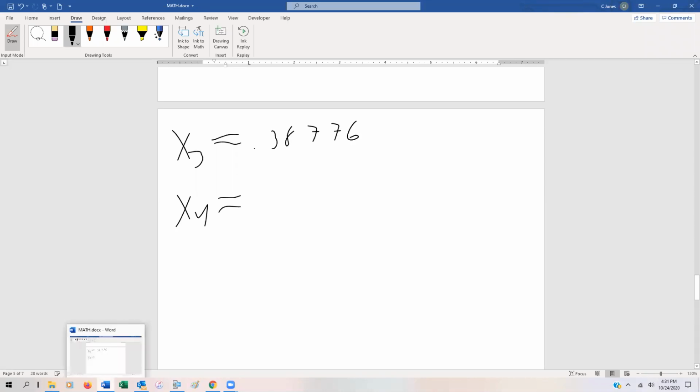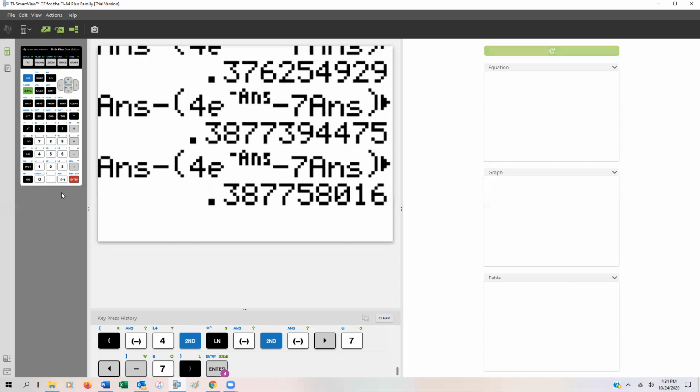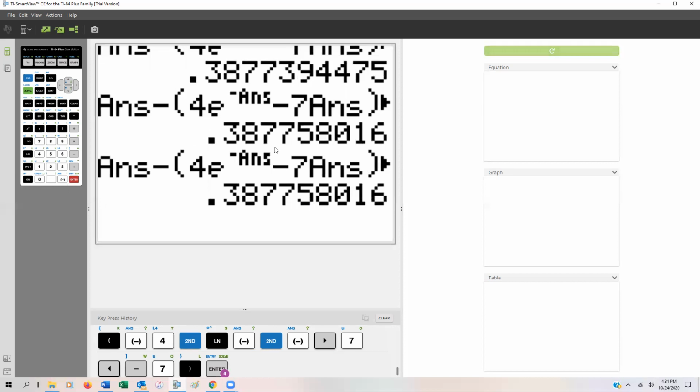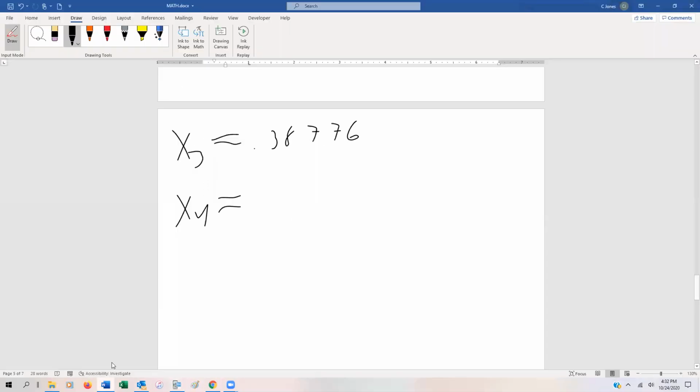And then let's just hit enter one more time in our calculator, and we actually get the exact same answer. Okay, so notice that this answer is the exact same thing, and that's how we know we're getting really close to the correct answer, by using Newton's method. So this is 0.38776. Now, how do we know that this answer makes any sense whatsoever?